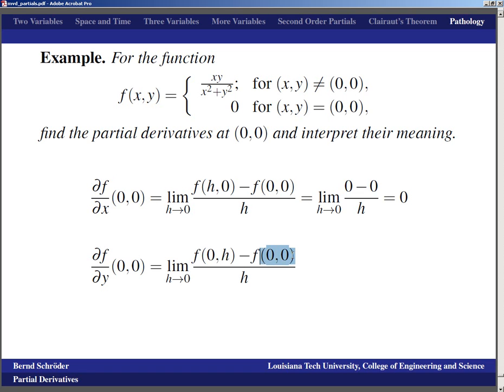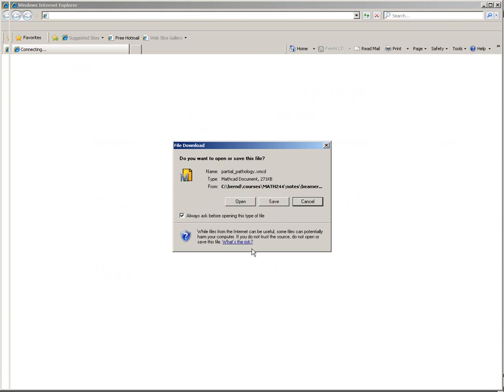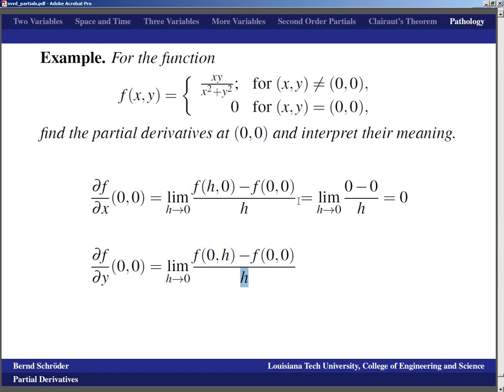Your base point is (0, 0). You take a little step in the y direction of length h. You subtract these two values from each other and divide by the step length. And whoop, there was a hidden link. Let me cancel that real quick. Cancel that one too. We'll see the link in just a second anyway.